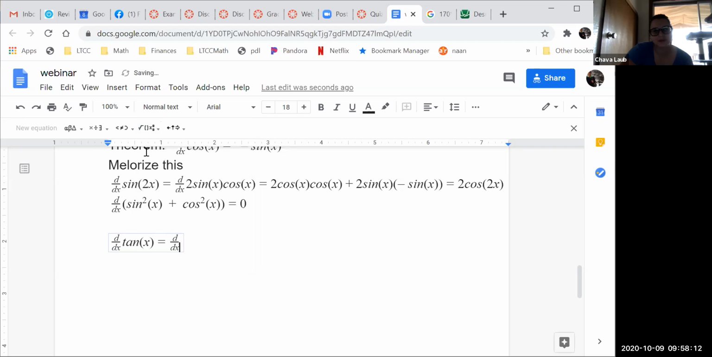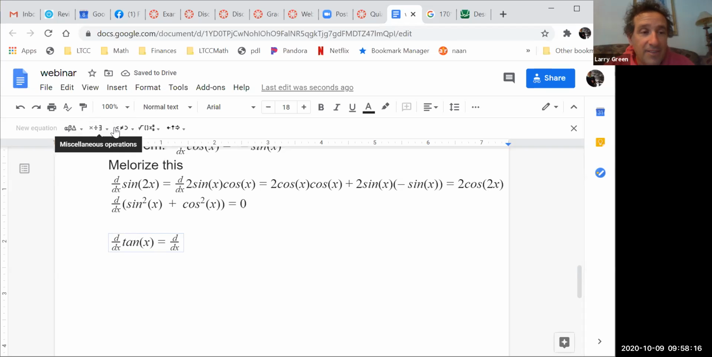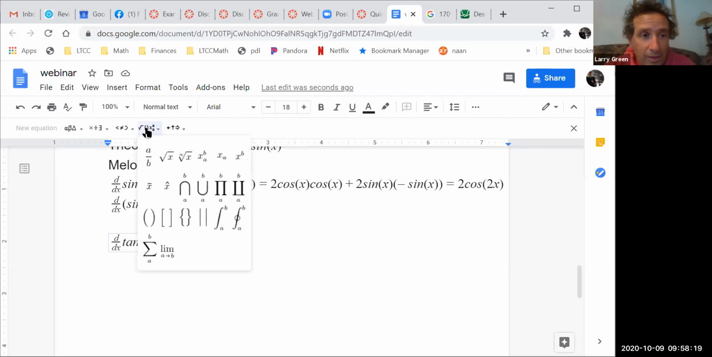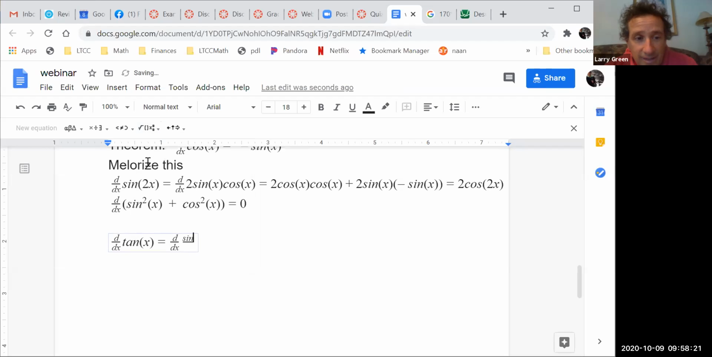Would you start with sine x over cosine x? Exactly, because that's the definition of the tangent of x. That's all we got to go with. So let's use sine of x over the cosine of x.